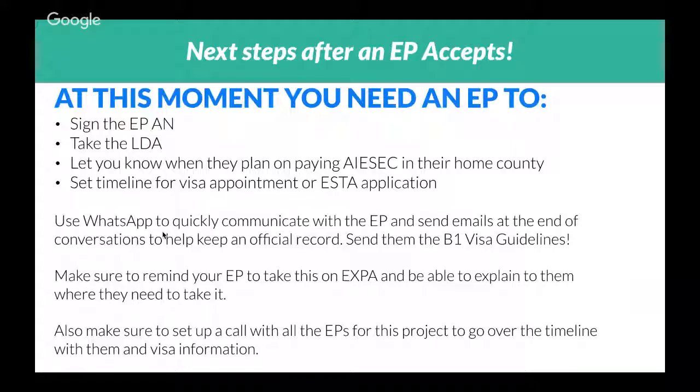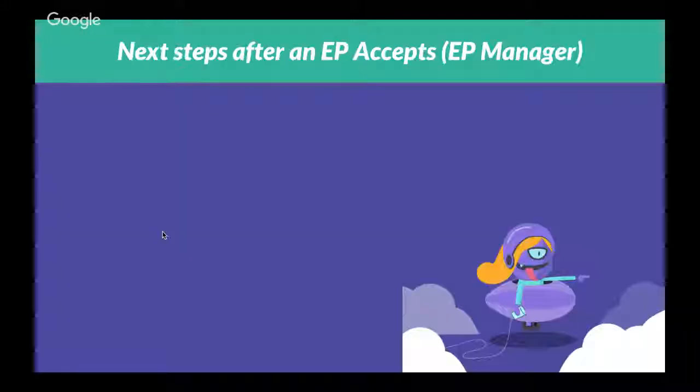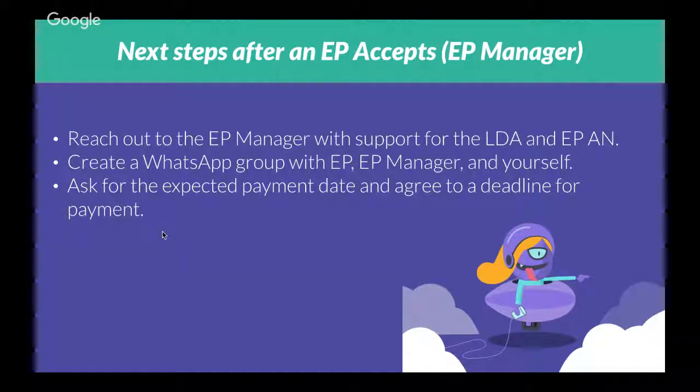And set up a call with EPs for this project to go over the timeline with them and visa information. And with the EP manager, reach out to the EP manager for support with the LDA and the AN, create the WhatsApp group, and ask for the expected payment date and agree to a deadline for payment.